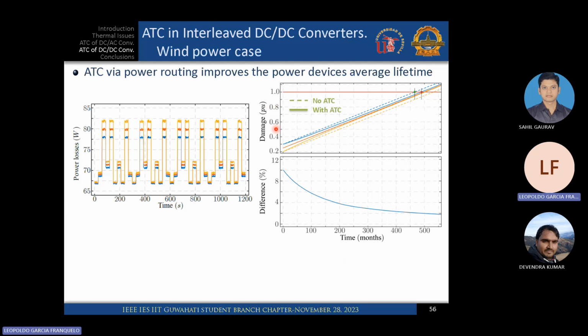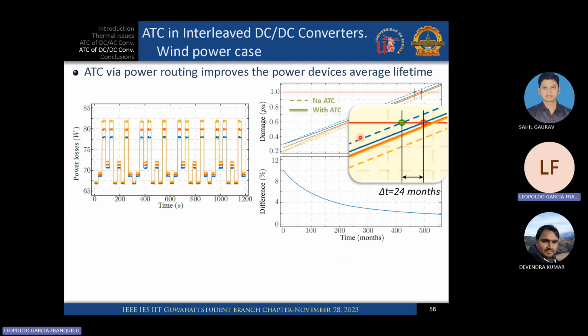Then in this case we have another example with 3 converters working, and how they evolve. The dashed line may show the difference. This is for no ATC, and this is with ATC. So we can move this module, extending the lifetime and reducing the lifetime of the other one from here to here. Basically, we get an increase of 24 months in this case.